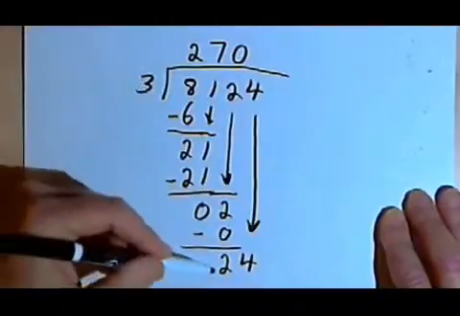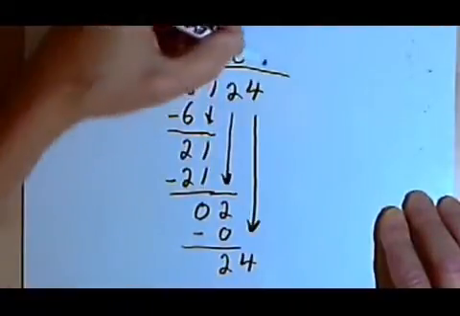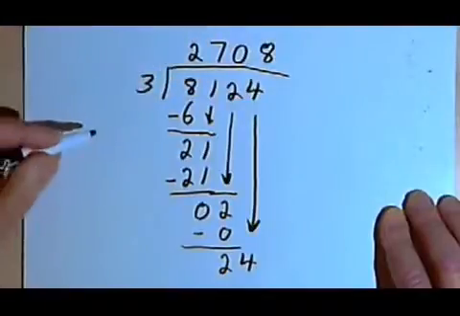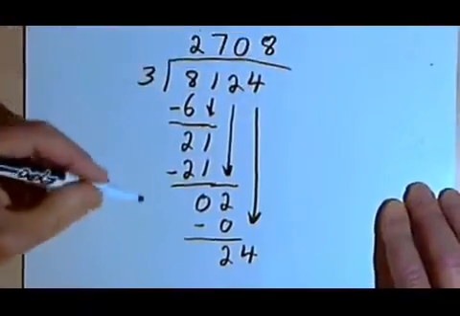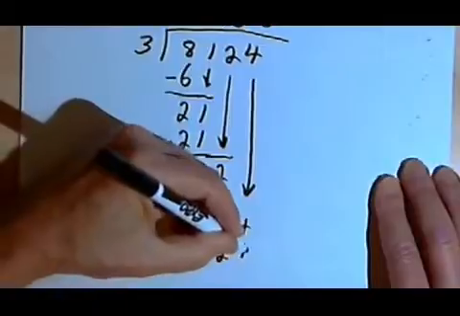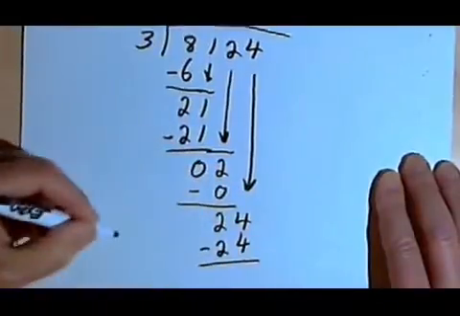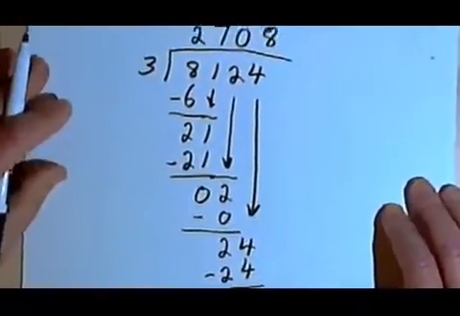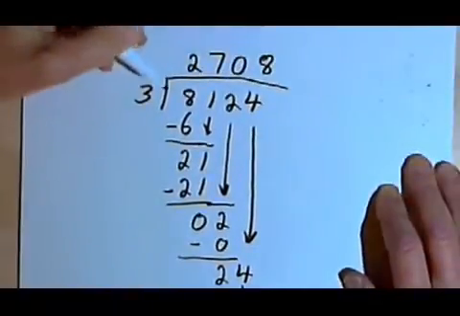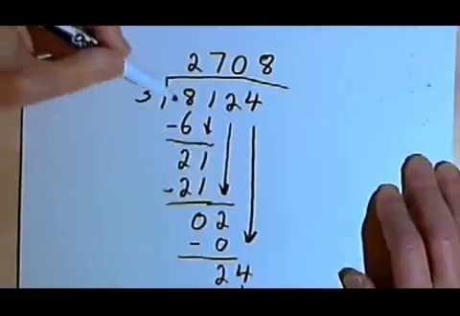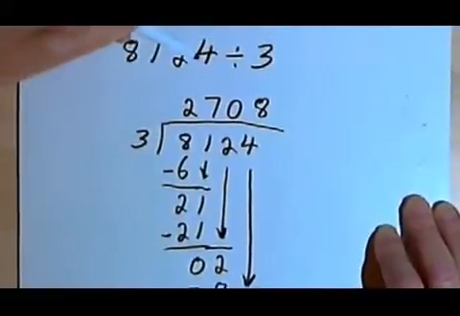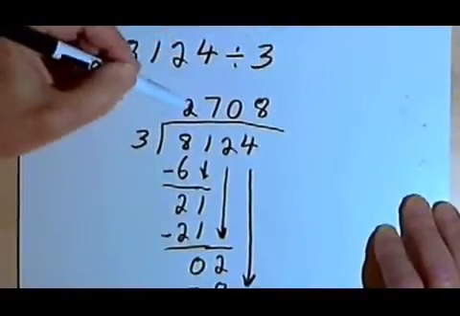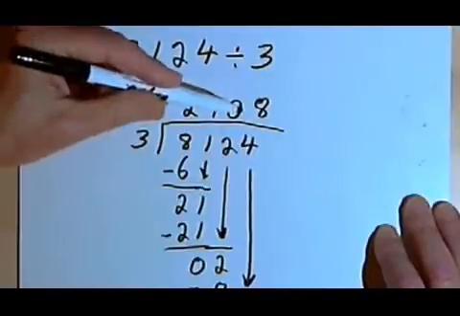I've got a 24. 3 divided into 24 goes 8 times. 8 times 3 is 24. Subtraction, 24 minus 24 is 0. There's nothing else to bring down. And so my answer to this problem, 8,124 divided by 3, is 2,708.